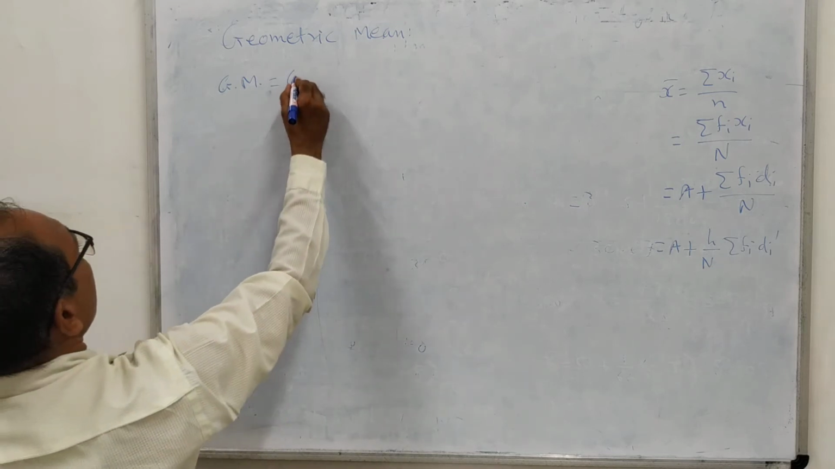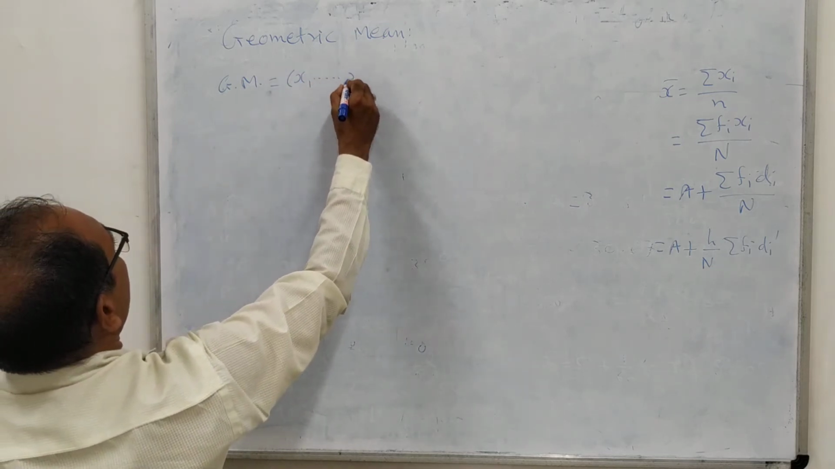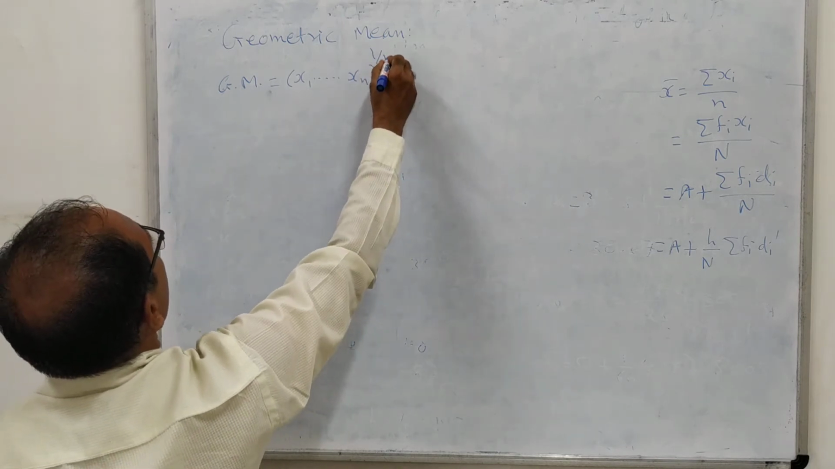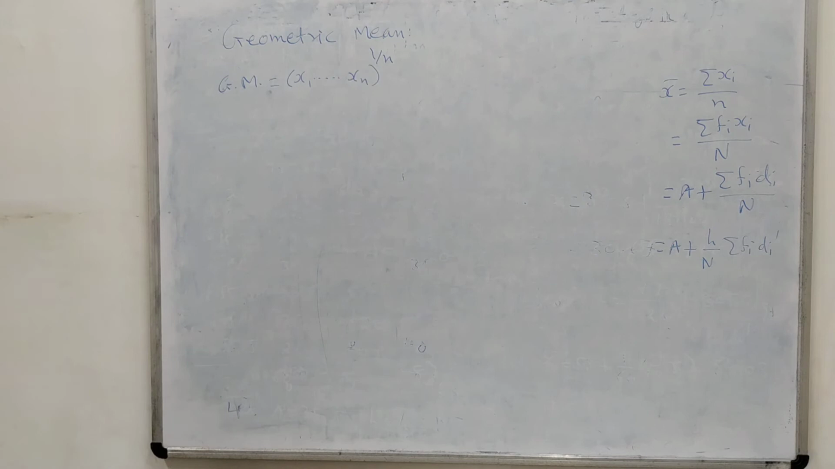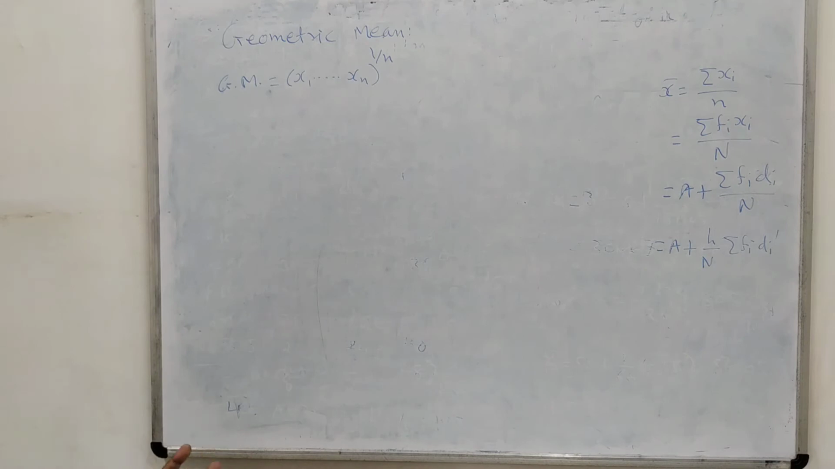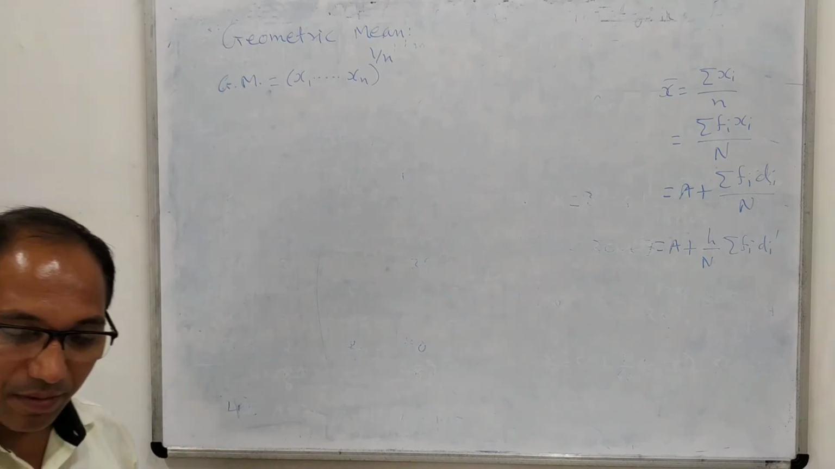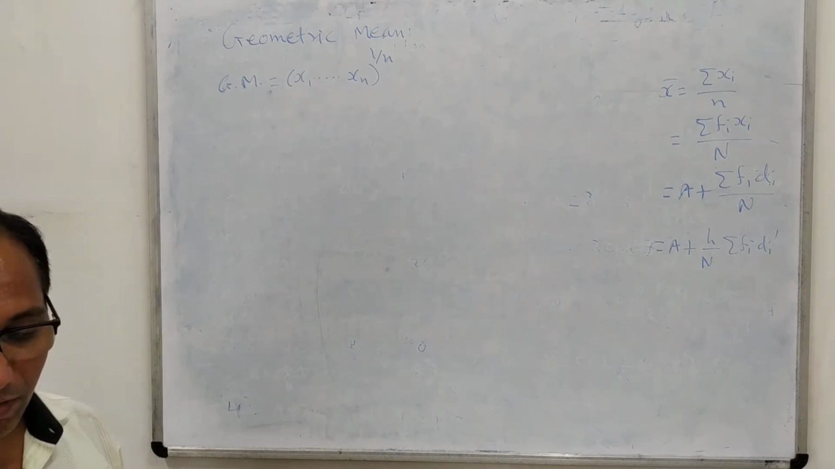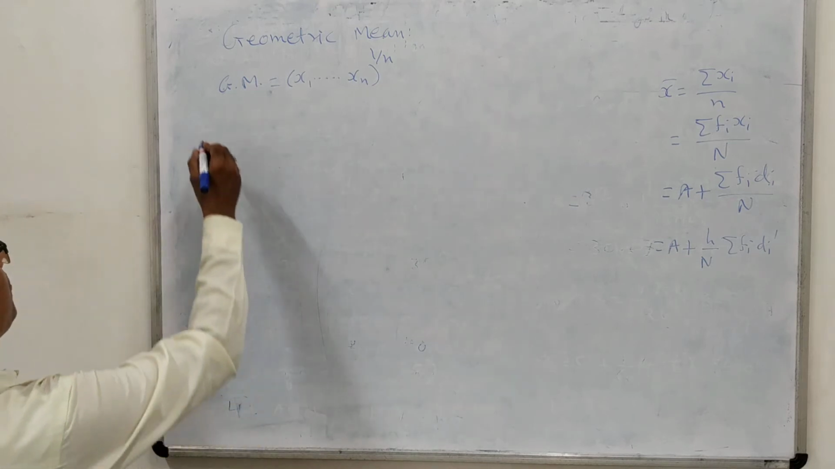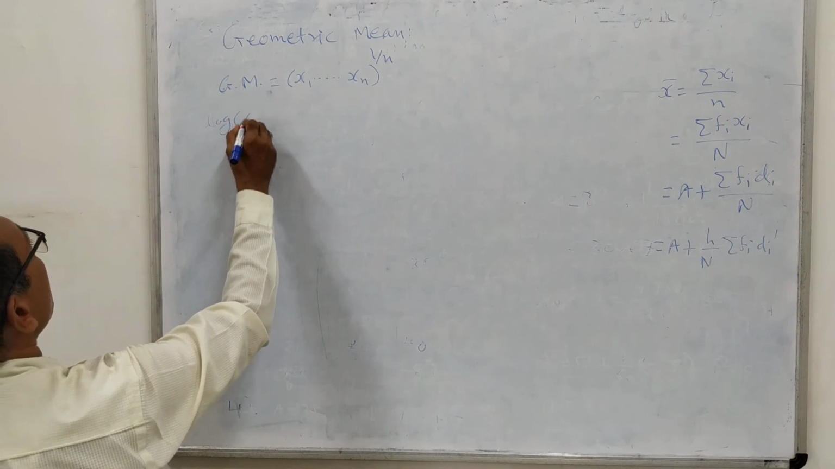Geometric mean, where we are given ungrouped data x1, x2 and so on: multiply all this data and find its nth root. But finding the nth root and multiplying all these numbers will give a very big number, so it becomes very complicated to find the actual value in a simple form. To make it simple, take log on both sides.